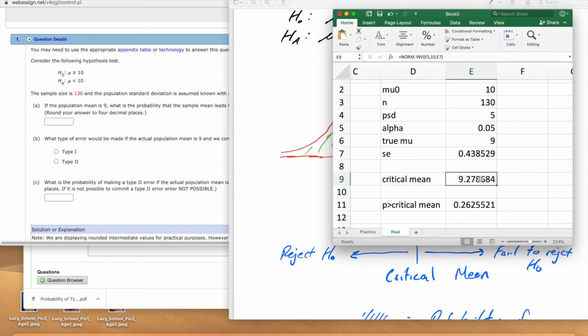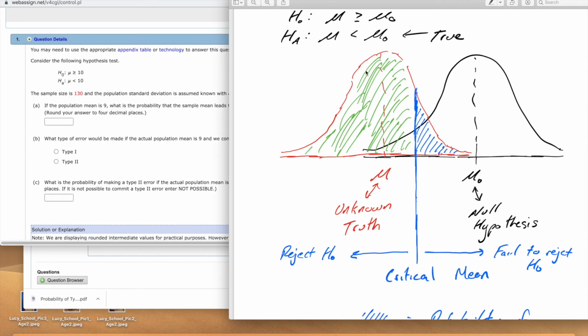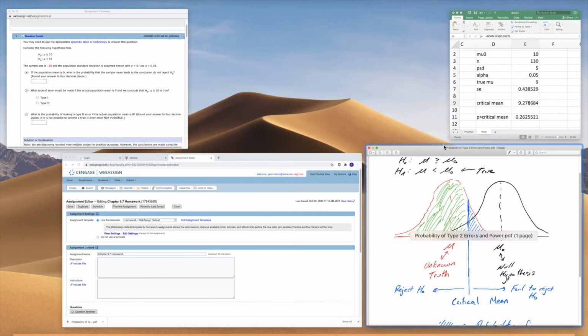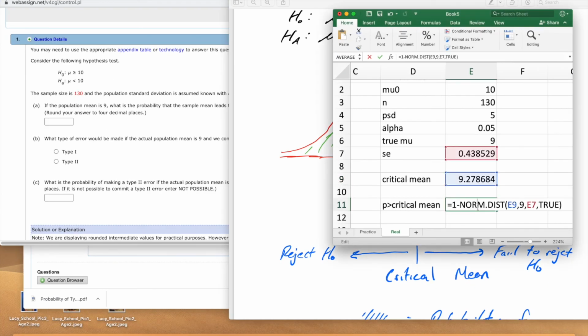And then once we had the critical mean, we could ask, okay, well, I'm pulling my data from this red distribution. What's the probability I land to the right of the critical mean? 1 minus norm dot dist. E9 is the critical mean. 9 is the true mean. Standard deviation, and of course, we always write true in these distribution formulas. So 0.2626.